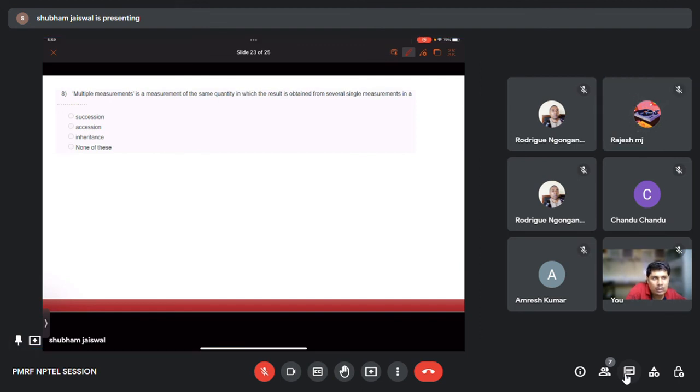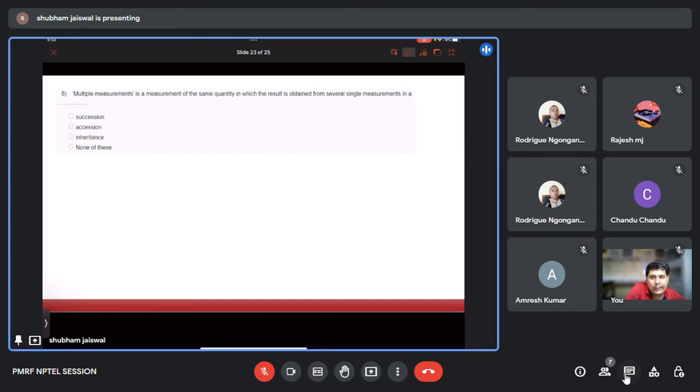Okay, so the correct answer is succession, because I am carrying out that measurement in succession, one after another. Is that true? Yeah. Because I am carrying out multiple measurements of the same quantity, and I am getting the result from every single measurement. So that is in succession. So the correct answer is succession.